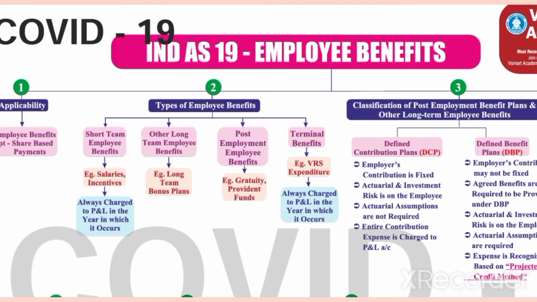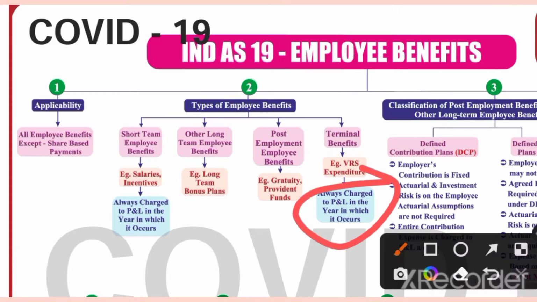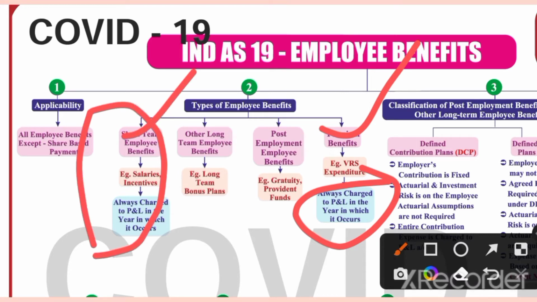Next, terminal benefits. What are terminal benefits? Terminal benefits means VRS expenditure, that is, the VRS compensation they get. That is called terminal benefits. It is always charged to the P&L in the year in which it occurs. Whenever it is incurred, we charge it to the P&L.